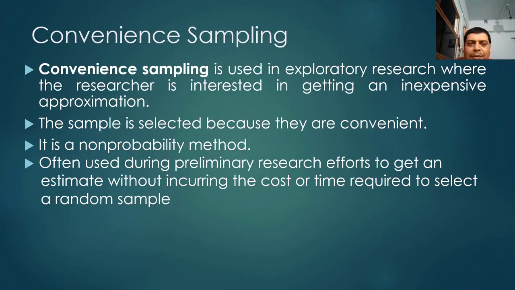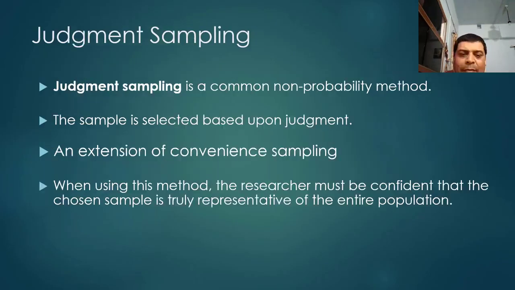The first type of non-probability sampling is convenience sampling. As the name suggests, convenience sampling means the sample which is convenient for us, easy for us to select. This method is used because it is not so expensive, and we use those respondents who are readily available or convenient according to the purpose of the study.